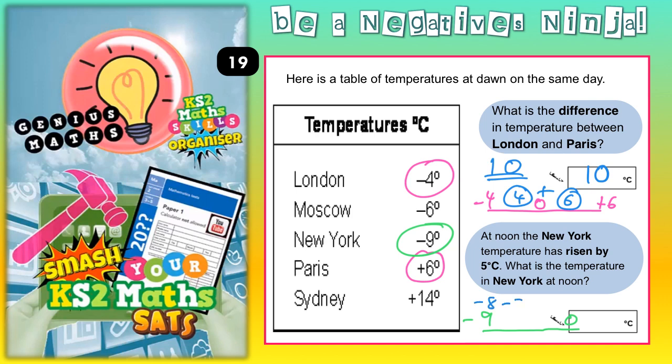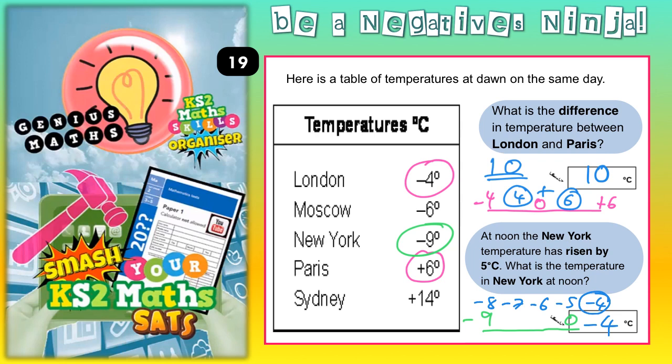2 would take you to -7. 3 would take you to -6. 4 would take you to -5, and 5 would take you to -4. So we're going to end up on -4. So our answer is -4 degrees.